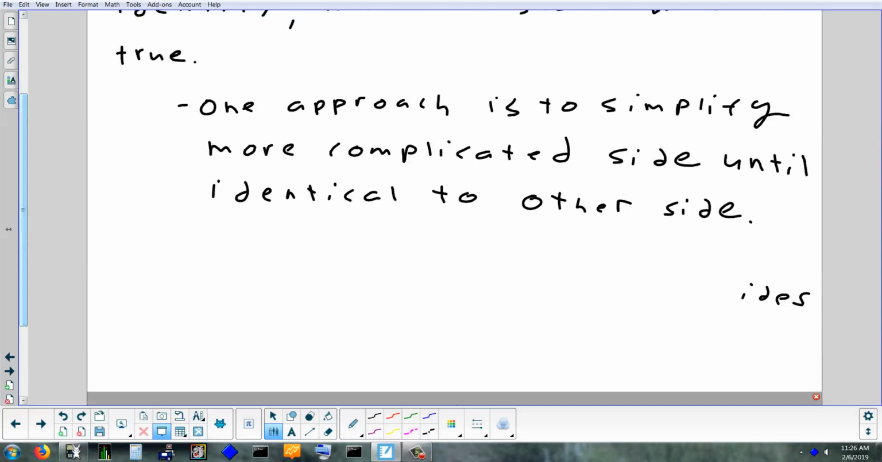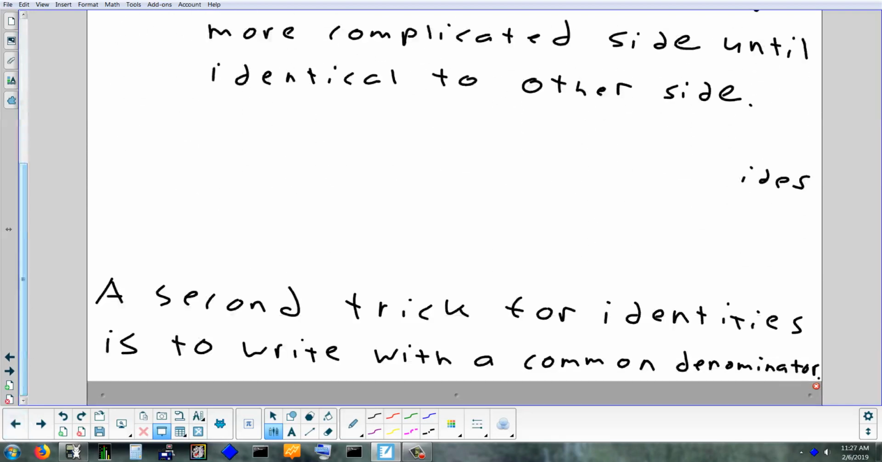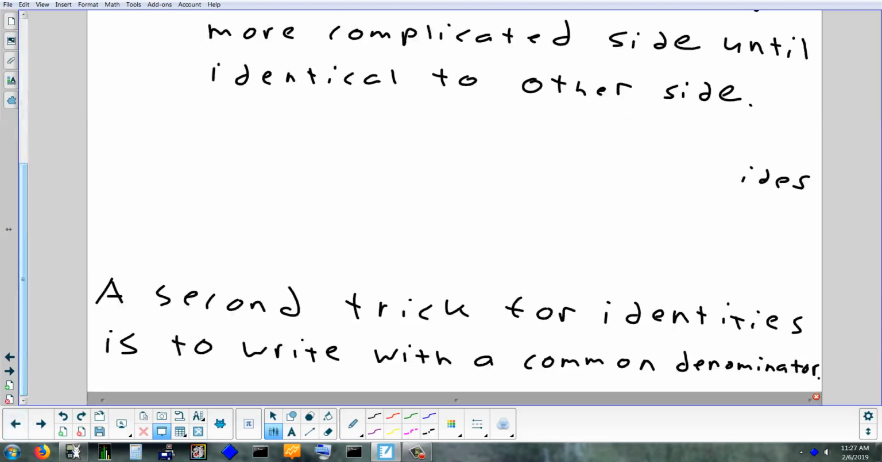All right, so the first trick I showed you was to change everything to sines and cosines. Well, another trick we can use is to write things with a common denominator. This trick usually comes up when you have fractions and you're trying to add or subtract them. Only way you can combine those together is if you find a common denominator. And we can do exactly the same thing with trig. So we'll come back to that in the next problem.